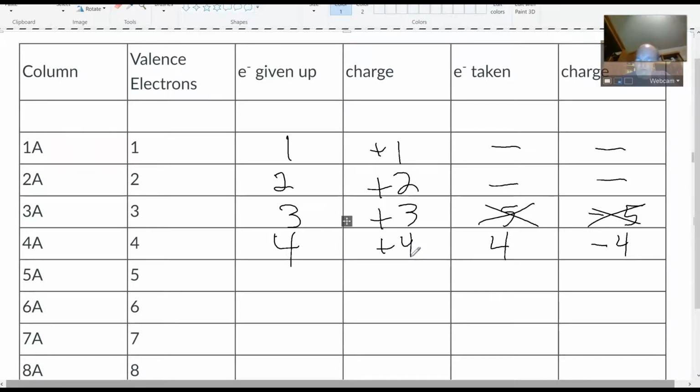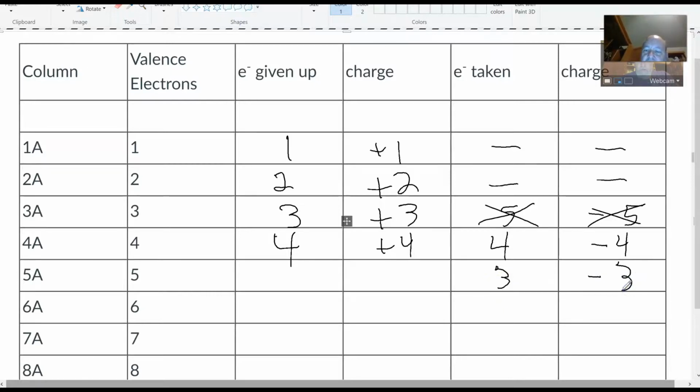If I go to column 5, same thing. I do have some nonmetals in column 5, okay, and these are going to especially be nitrogen and phosphorus, and the nonmetal below that. And if they take electrons, since they have 5 electrons in their outer shell, they're going to take 3 more to fill that outer shell, and that would give them a charge of -3.